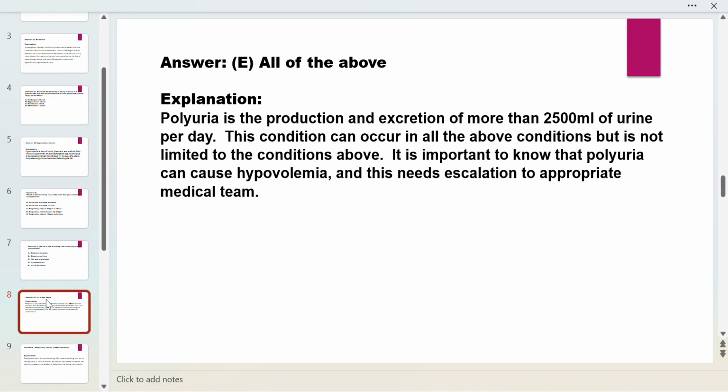So the answer says all of the above. Okay, let's see the explanation. Polyuria is the production and excretion of more than 2,500 ml of urine per day. This condition can occur in all of the above conditions, but it's not limited to the conditions above. It is important to know polyuria can cause hypovolemia, and this needs escalation to the appropriate medical team. Okay.